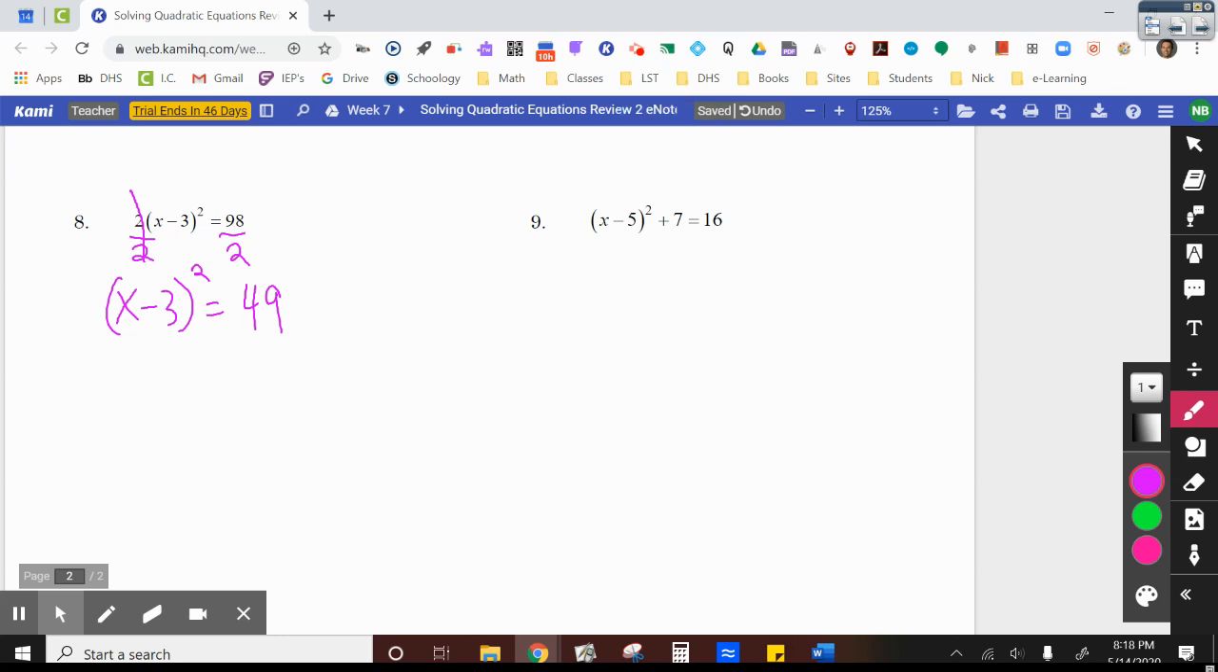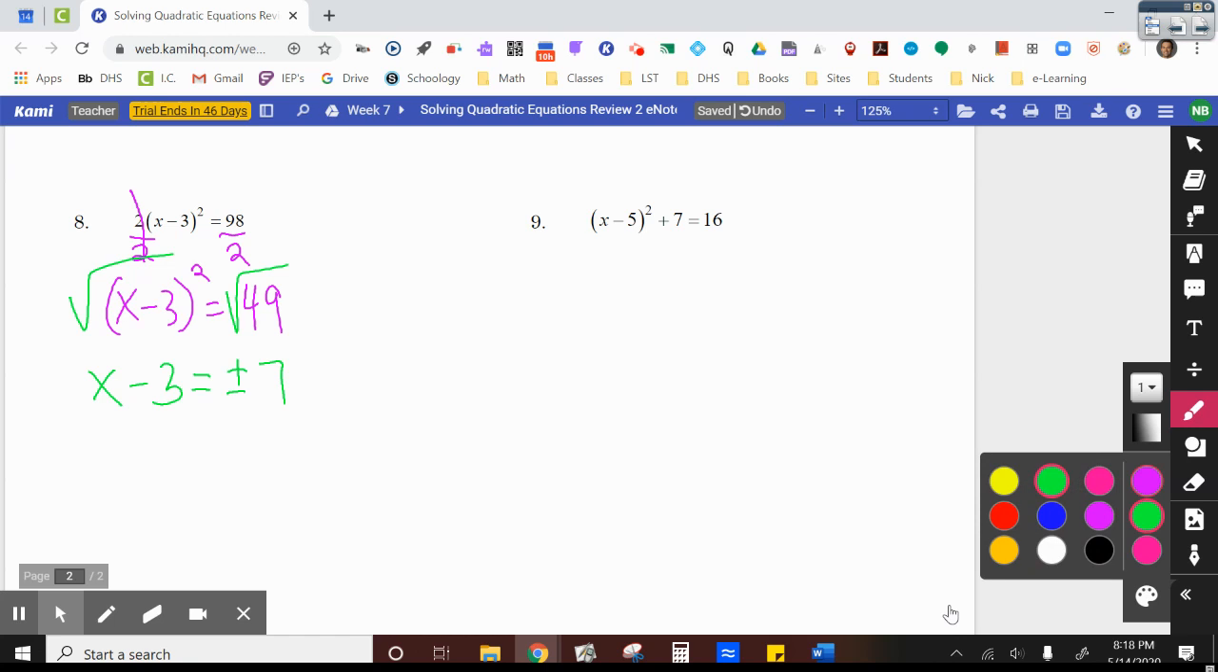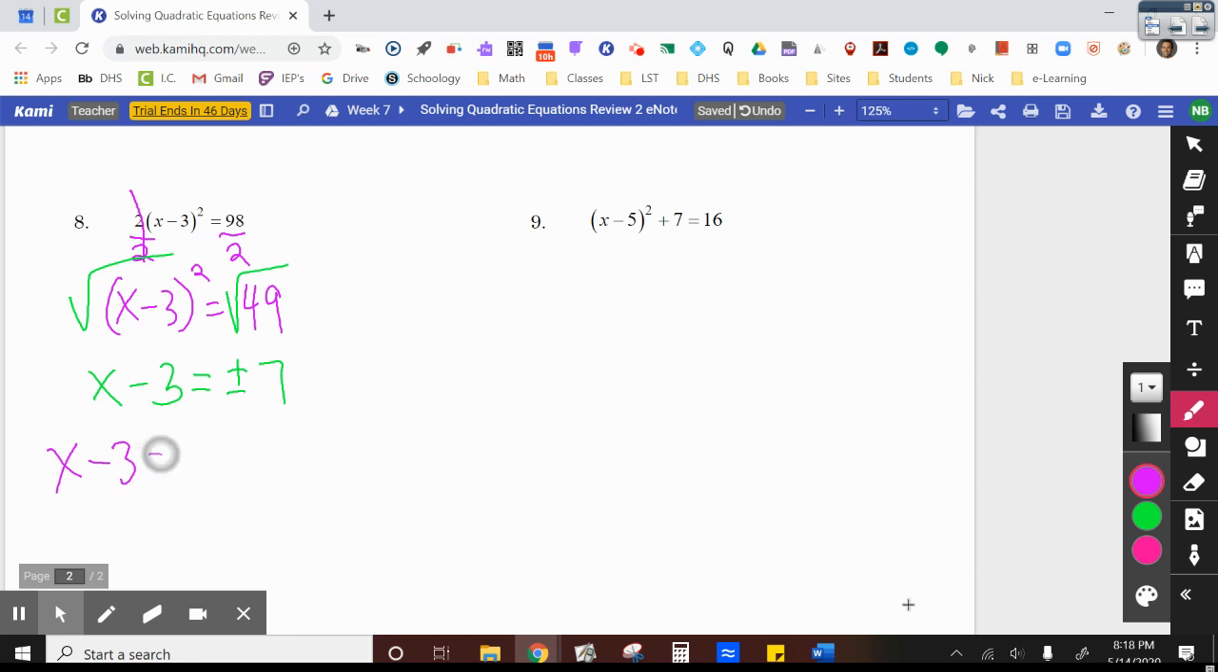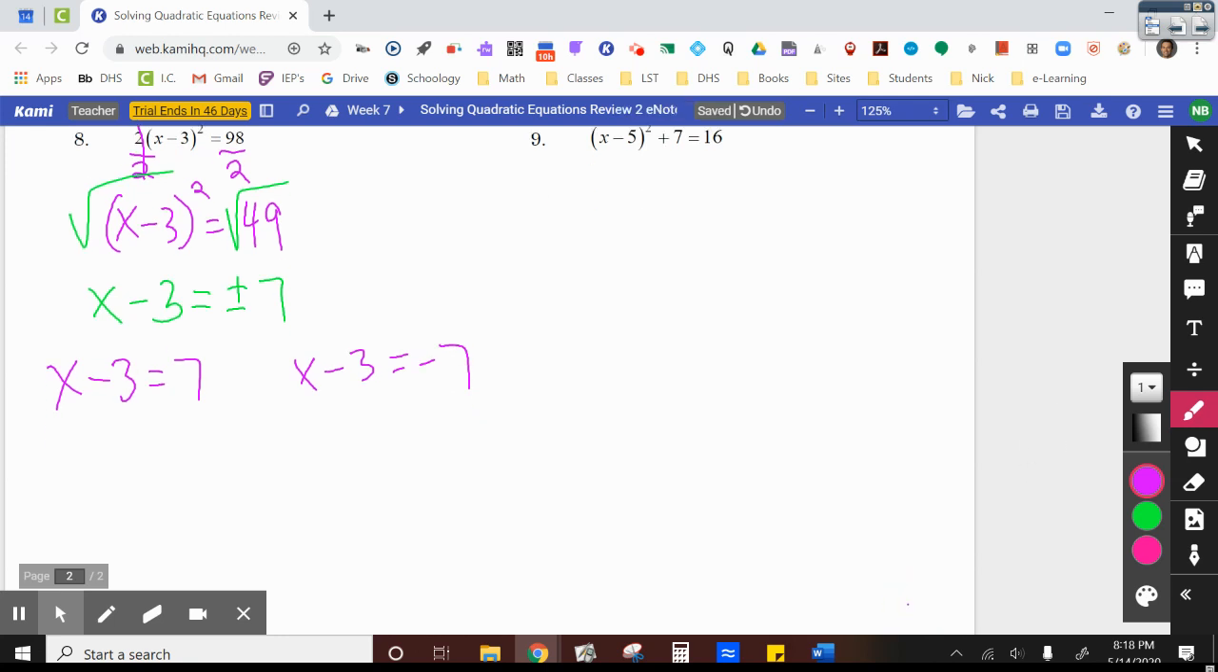Now to get rid of this square, I have to take the square root. This square root undoes my square, and we get x minus 3 is equal to, so now I have to simplify the square root of 49. But again, this 49 is a perfect square, so it simplifies to plus or minus 7. Now from here, I have to make two equations because I have a plus 7 and a minus 7. So I say that x minus 3 is equal to plus 7, or x minus 3 is equal to negative 7.